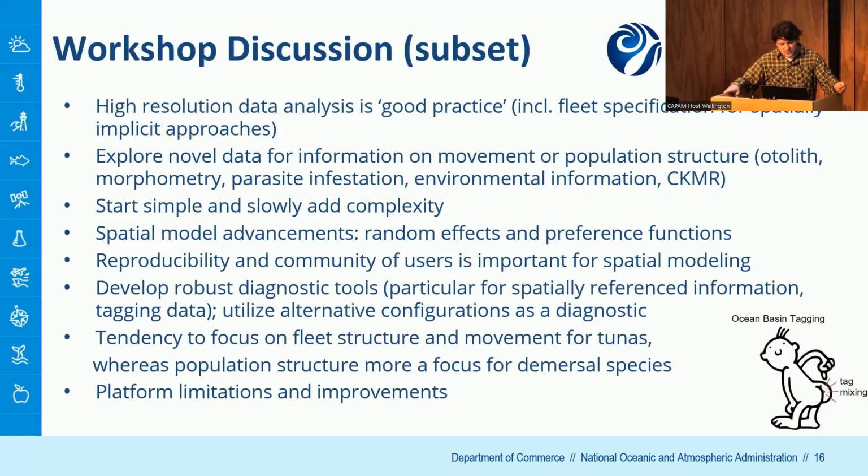Robust diagnostic tools, also a tendency to focus on fleet structure and movement for tunas in particular, whereas population structure was more of a focus for demersal species. So just given the nature of the data for tuna, fleet structure and movement took a lot of time. And then we also looked at specific platforms, limitations and improvements. You may have noticed on that set of teams, we had a bunch of different software platforms that were used. And each one, while built with the same kind of output in mind, has different assumptions associated with it and things like that.